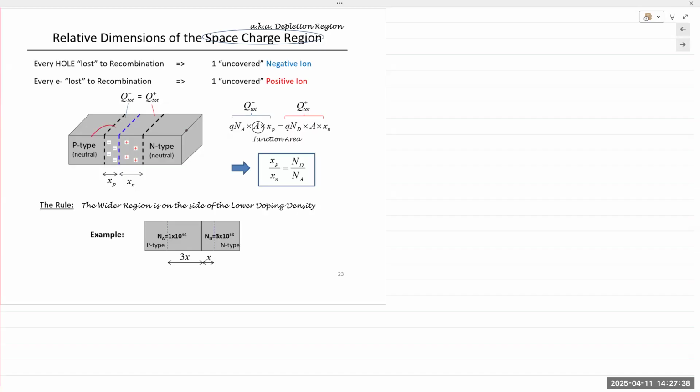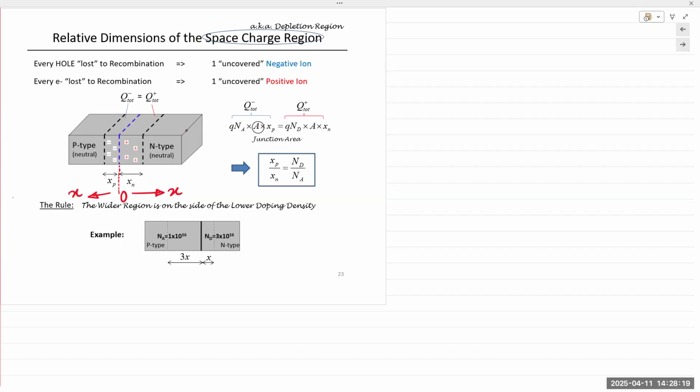All right, so relative dimensions of the depletion region. This is the junction right there. Let's call this 0. X is basically how far the depletion region extends into each side of the junction. X is the distance as to how far it extends on both sides of the junction. Now, the key point was it'll keep diffusing until the charges are balanced out on both sides.